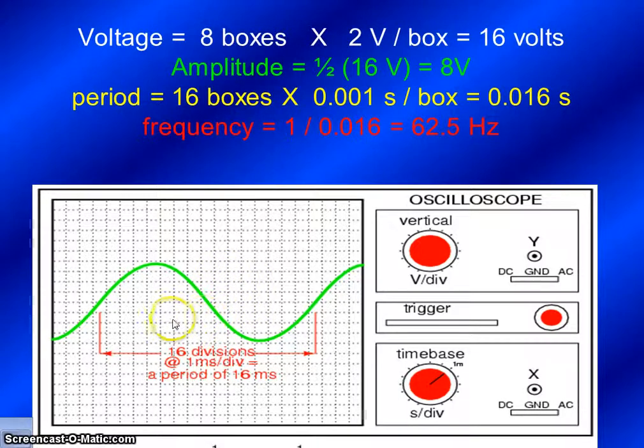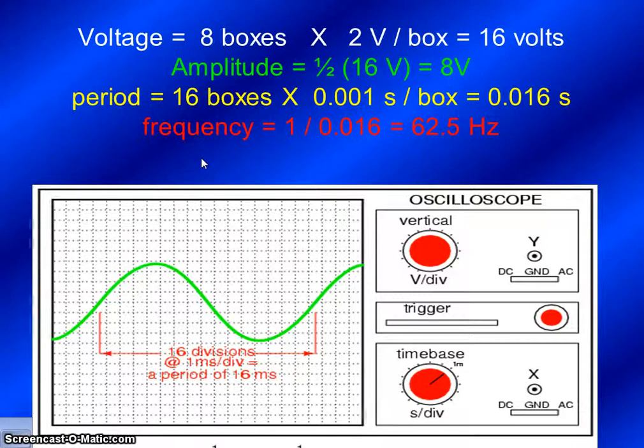For the period, they're taking the period from here to here, and they're telling us that it's 16 boxes. Well, each box is 1 millisecond per division. So that's where we had to move our decimal 1, 2, 3 places. When you multiply those together, you get 0.016 seconds.